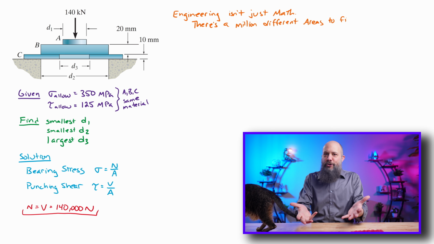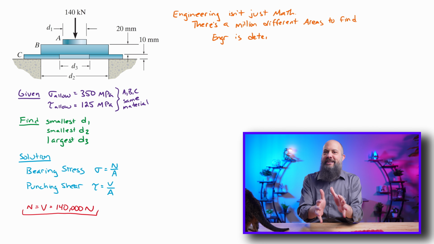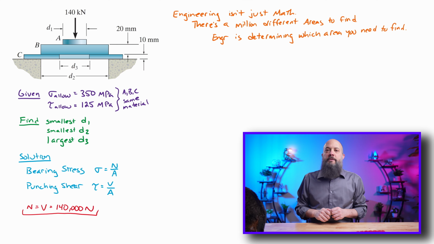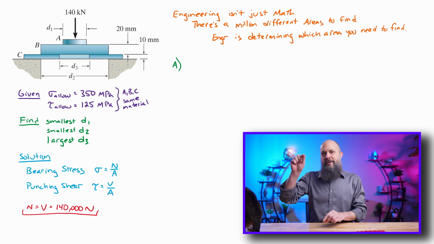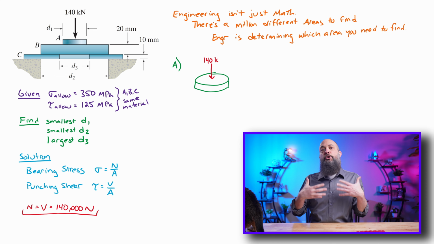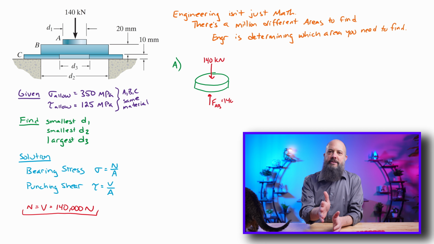The engineering is figuring out which one is actually relevant based on how the piece could actually break. And there's a bunch of different ways it could break. The math at the end is going to be super simple, plugging in numbers, but the engineering is where most students get stuck. So we'll just go from top to bottom, A to B to C, and figure out every possible way that this piece could break, and then find the relevant area for each of those methods.